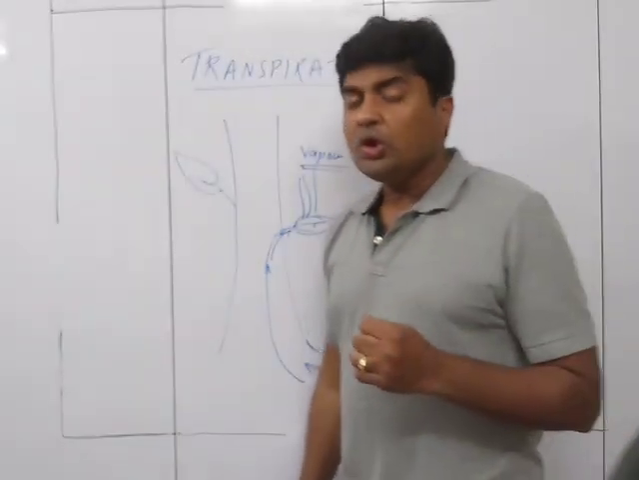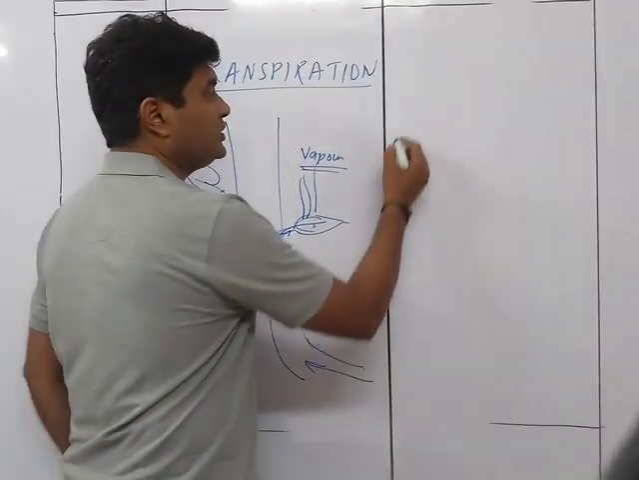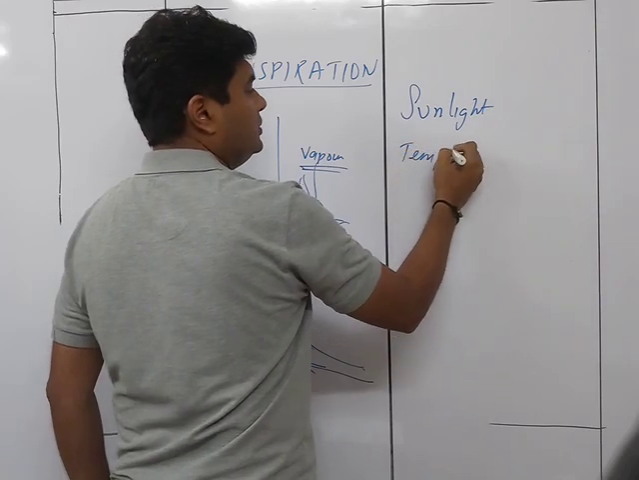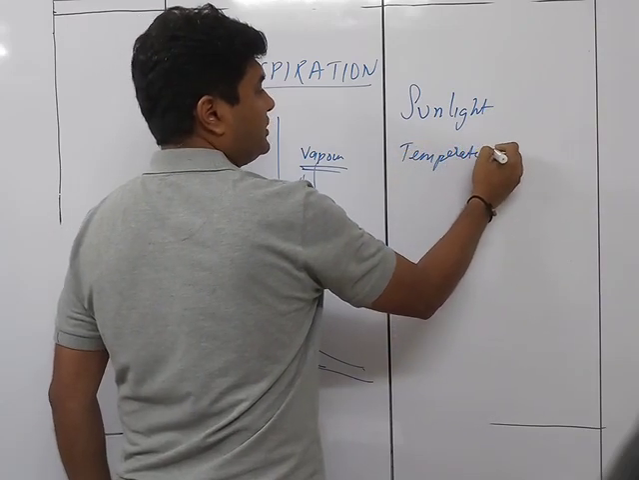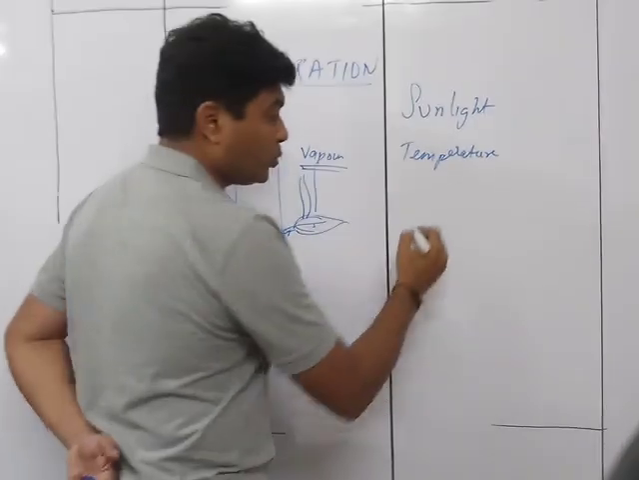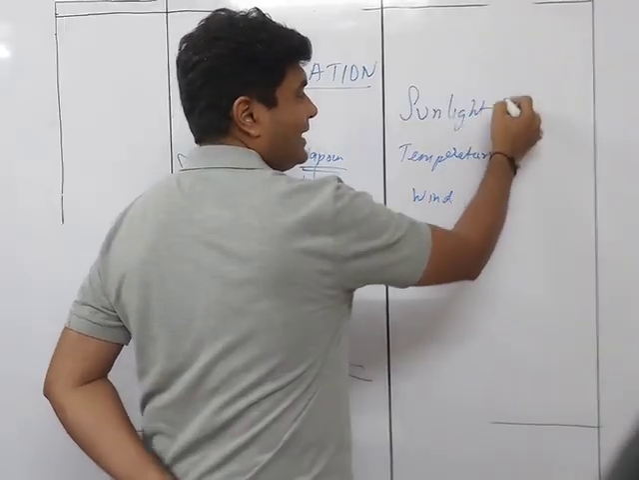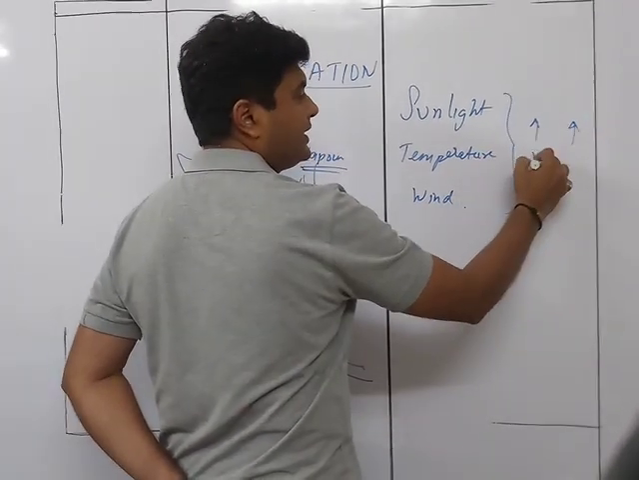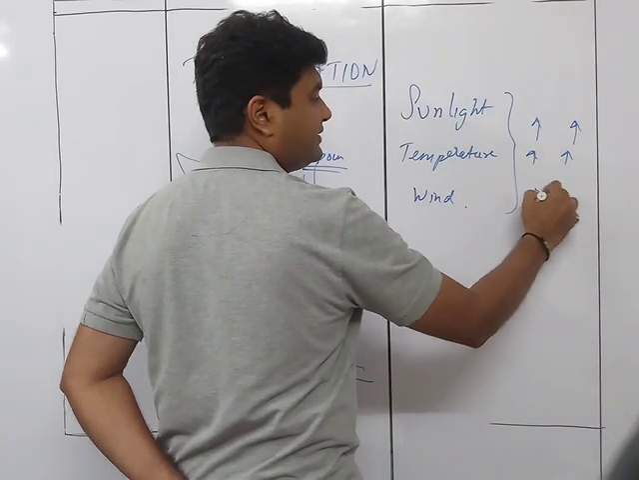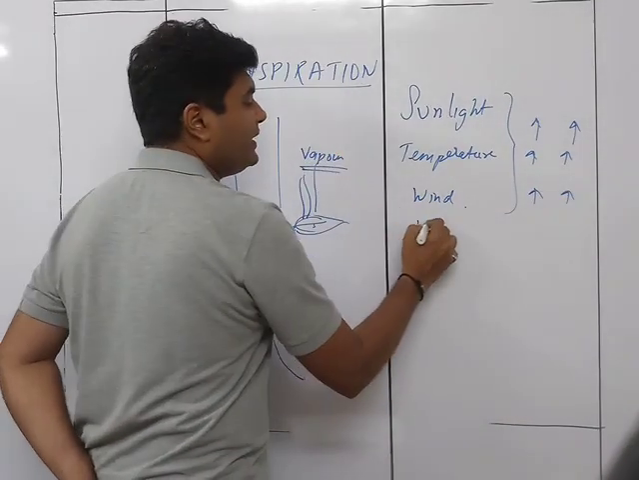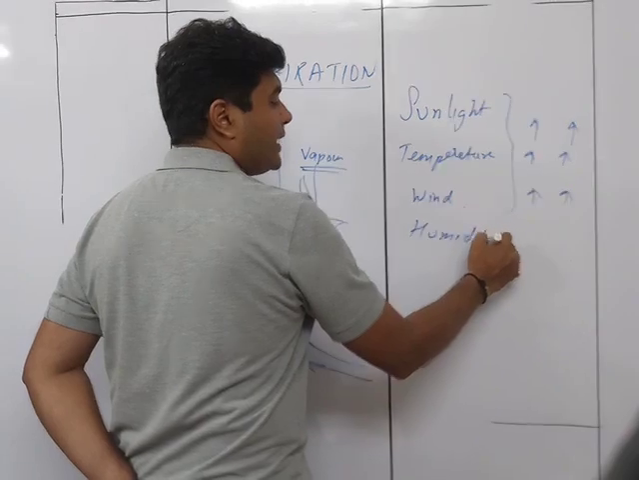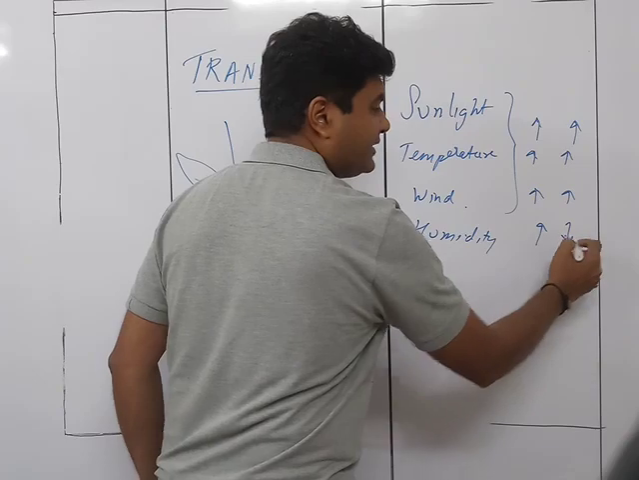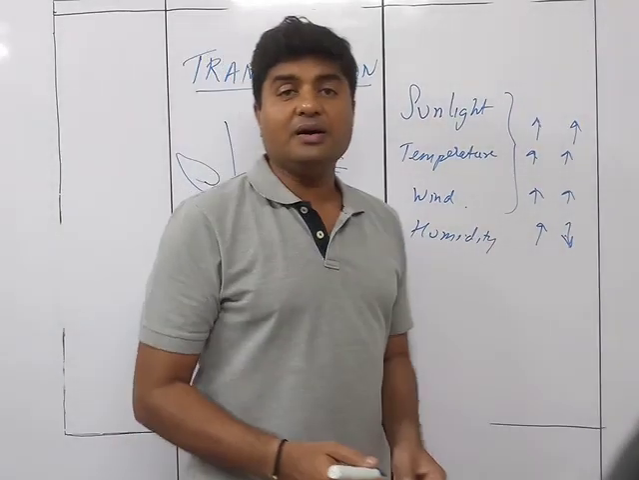So the four factors on which transpiration depends are: first sunlight, second temperature, and the next one is wind. Now all these three are directly related, meaning if sunlight increases, transpiration increases. If temperature increases, transpiration increases. If wind increases, transpiration increases. But humidity is the opposite. If humidity increases, transpiration decreases. So with the increase in humidity, there is a decrease in transpiration.